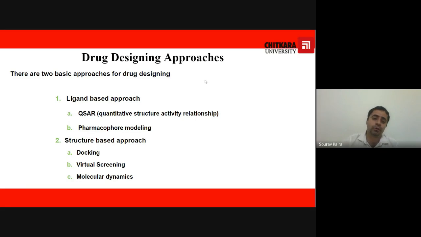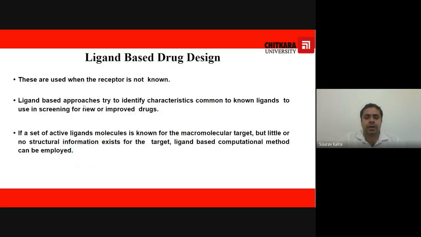In the drug designing approach, I have already told you that there are ligand based approaches and structure based drug designing approaches. In a ligand based approach, we are using the QSAR technique. Here, the structure of the receptor is not known to us, so we use the ligand based drug design approach, by which we can identify the characteristics which are common to the ligands.